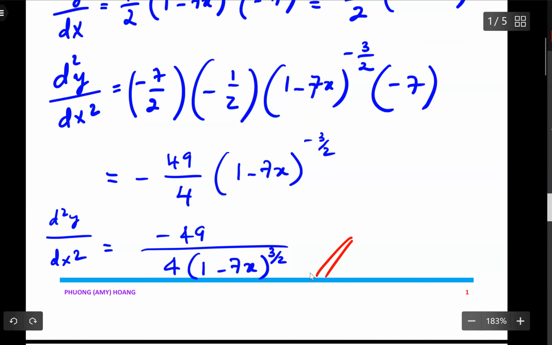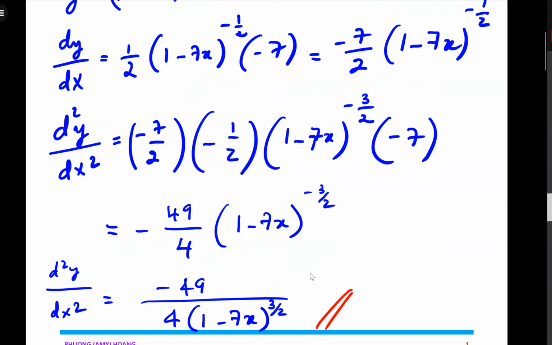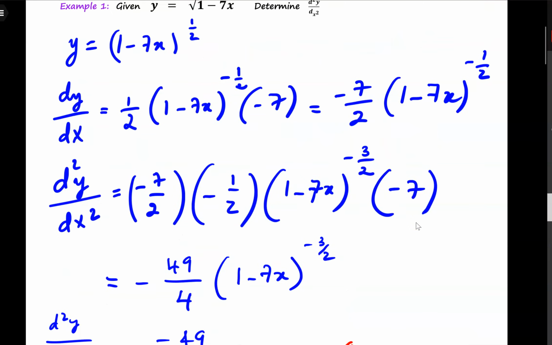Okay, so this question is pretty simple. We just have to keep differentiating until we reach the level of the higher derivative that they want us to try. So in this case, we have to get to the second derivative. And all we do is just apply the basic rule, and then we apply the chain rule, okay? Or derivative of a function raised to a power, and then it involves the chain rule.